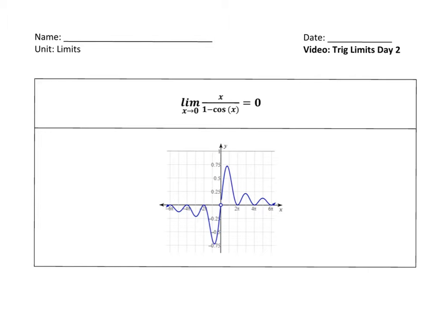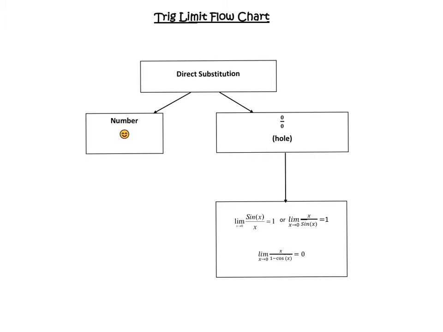Everyone. In today's lesson, we're going to talk more about trig limits. So before we can actually go over the definition, I want to just review the flowchart. In the flowchart, we're always going to try direct substitution first. If we get a number, life is beautiful, and we're finished, we need to do nothing more. If we get 0 over 0, that means we have a hole. And then we need to use one of these three trig limit definitions.